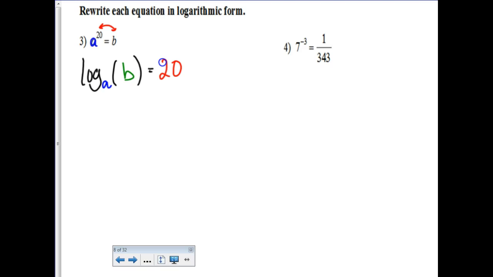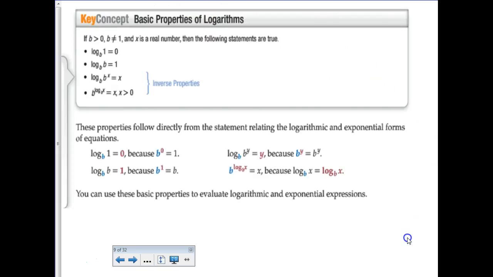All right, number 4. Going to log form. So what kind of logarithm is it? Log base 7, I heard. Thank you. So make sure that's a tiny subscript. And then what is in the logarithm? 1 over 343. Very good. And equals what answer? -3. Okay. There we go. Moving along.